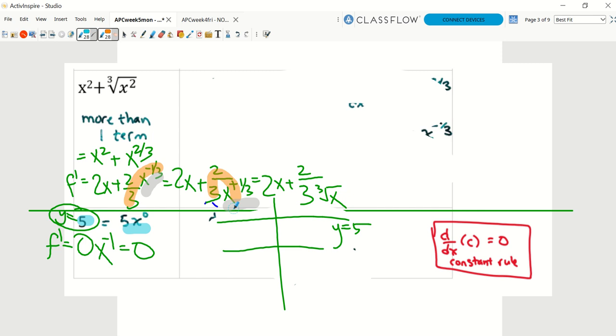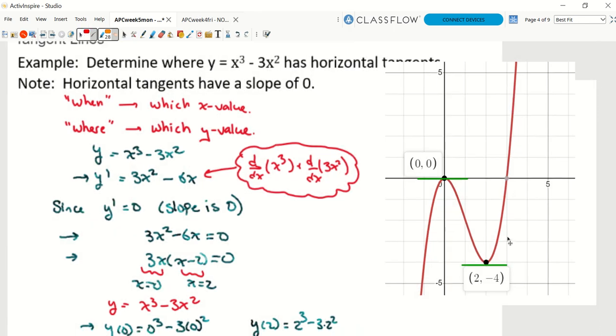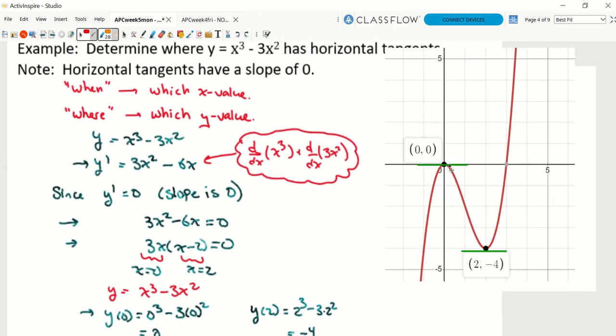Okay, that's the only new part. From here on out, it should be pretty straightforward. Well, it was already straightforward, but it should be kind of review. This word says tangents right here. Determine where blah blah blah. You can read that on your own.